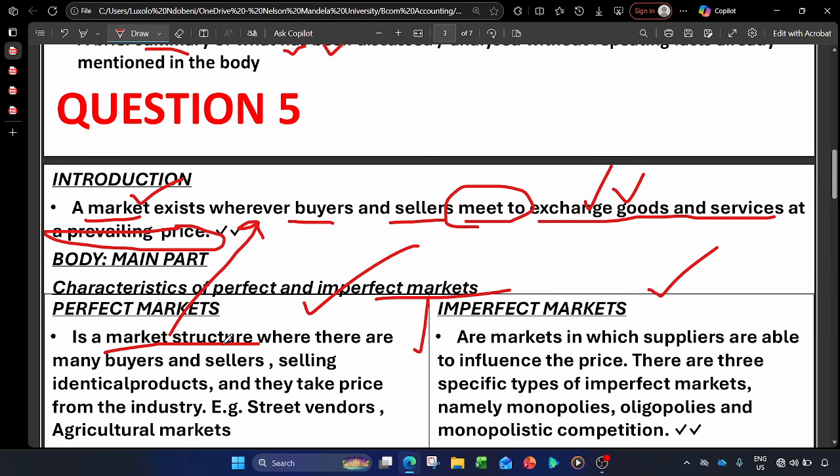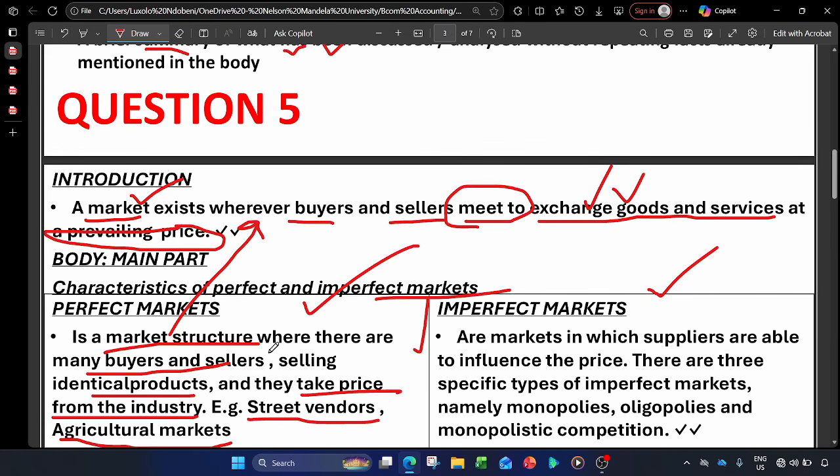All of them are the market structures, where there are many buyers and sellers selling identical products, homogeneous or the same, and they take price from the industry. So these are the example of businesses in the perfect market.